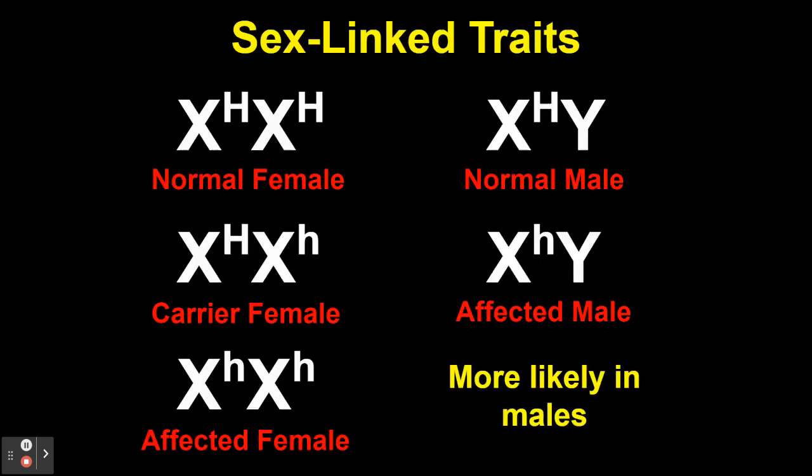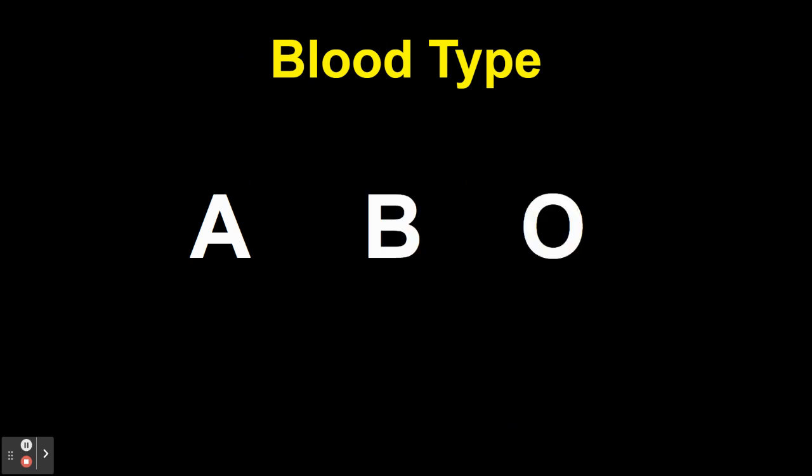Now, there are a couple other things to look at. So sex-linked traits, remember, these are ones that are on the X chromosome. And because they're on the X chromosome, they're going to be more likely to happen in males because males only have one X chromosome. So if they get the recessive, which generally often brings diseases, they will just have that trait.